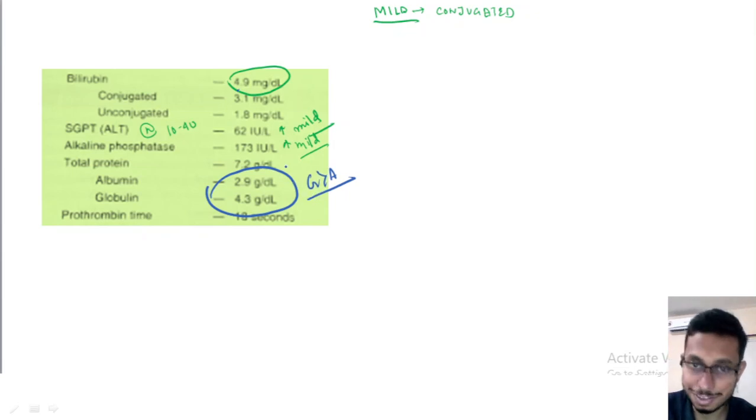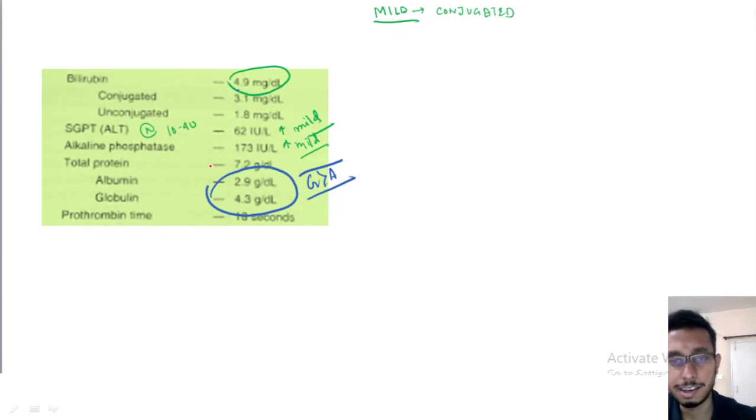What does it signify now? This is a very interesting one. Let's just go in again stepwise. This is a mild jaundice, total bilirubin is high, and there is conjugated hyperbilirubinemia. Now, SGPT is just elevated and alkaline phosphatase is also just elevated in this case.